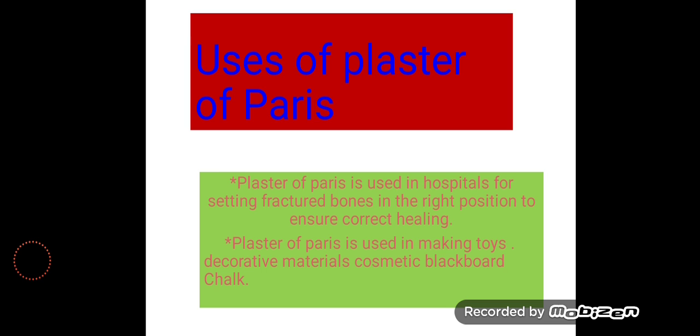Uses of plaster of Paris. Plaster of Paris is used in hospitals for setting fractured bones in the right position to ensure correct healing. Plaster of Paris is used in making toys, decorative materials, cosmetics, blackboard chalk, etc.